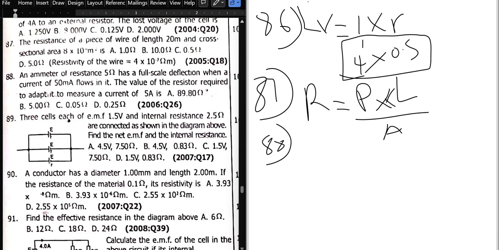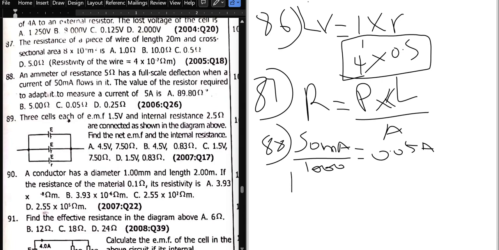Alright. So when the current changes, what is the new resistance? We can call that new resistance maybe Rn or Rs. So what are we going to look for first? We are going to first of all change this 50 mA to A. How do we do that? We divide by 1000. So it will become 0.05 amps.